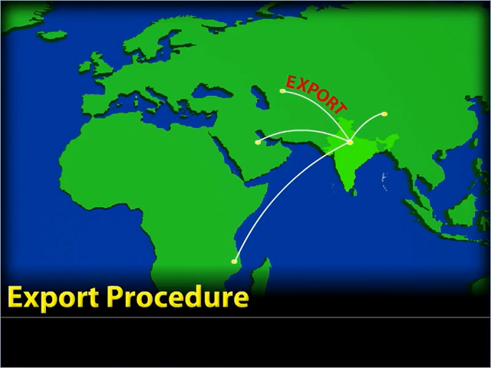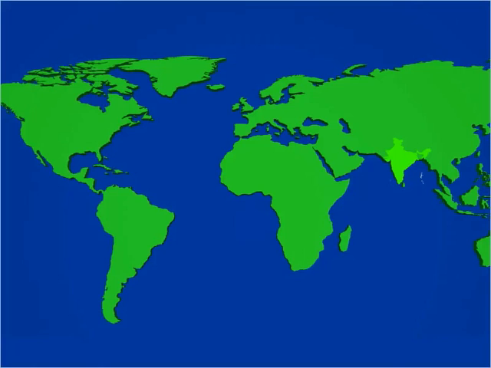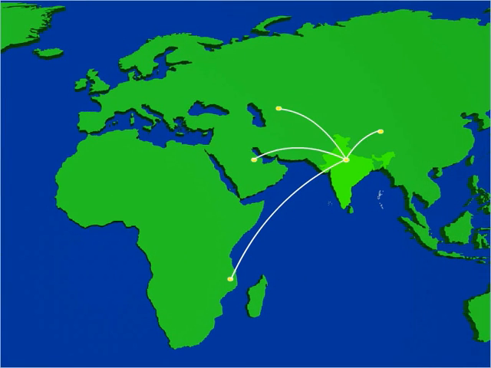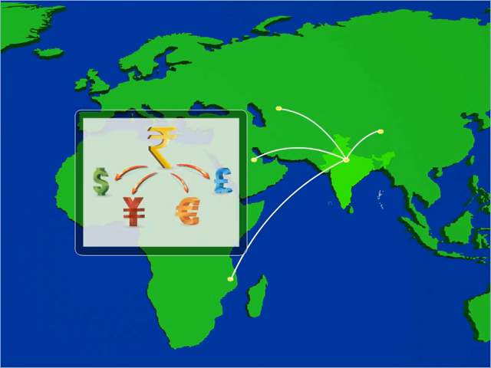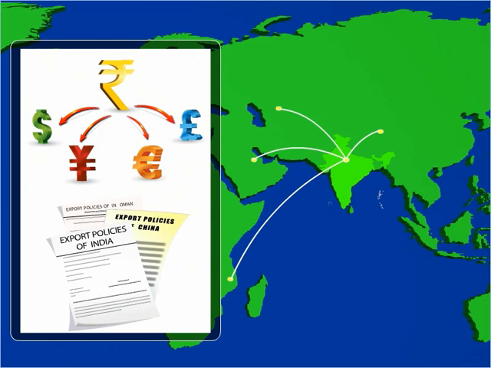Export procedure. In this module, you will learn about the steps involved in the process of export of goods. Selling goods outside the country is much more complex than selling them within the country. It is because the goods will have to cross the boundaries of the nations involved. There is also an involvement of foreign exchange, rules and procedures of more than one country to be followed, etc.